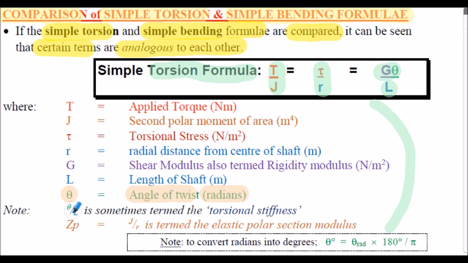And sometimes the quantity theta divided by L, angle of twist divided by length of the shaft, is termed the torsional stiffness. And notice for reference also what's termed the elastic polar section modulus, denoted as ZP, is equal to J divided by R, where R tends to be the maximum radius, because when we're undertaking calculations, we're usually considering the maximum shear stress, and that relates to the minimum elastic polar section modulus. And also for reference, I've included the conversion from radians to degrees, as I'm sure we know by now, but I've stated it here for completeness.